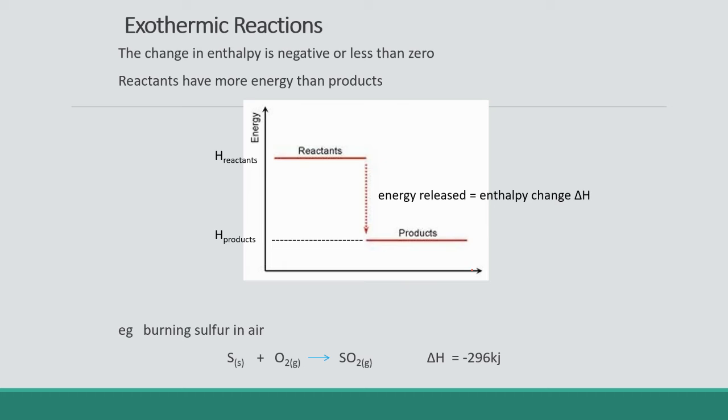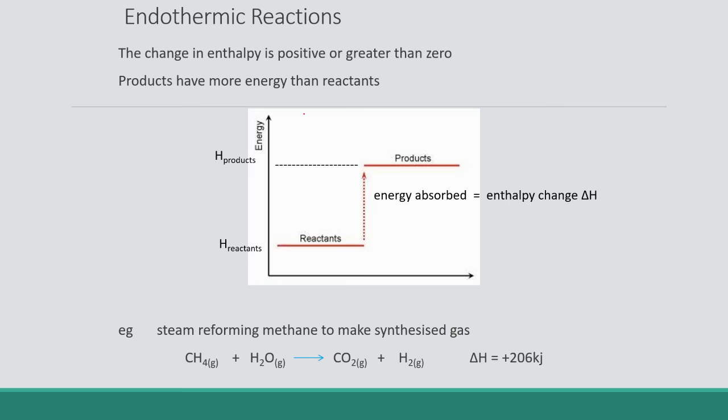So the change in enthalpy is negative, or less than zero, in exothermic reactions. So we see a negative here, look, in this example. If you see a negative sign here, then it's exothermic. Compared with an endothermic reaction, the change in enthalpy is positive, or greater than zero, and the products have more energy than reactants. So we're looking for a positive value here in the thermochemical equation. If you see a positive here, then it's endothermic.